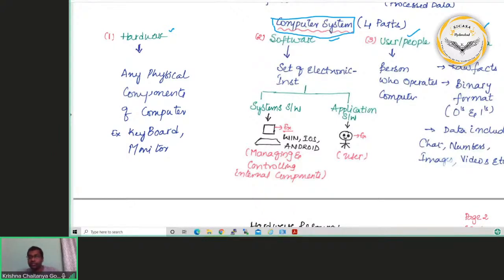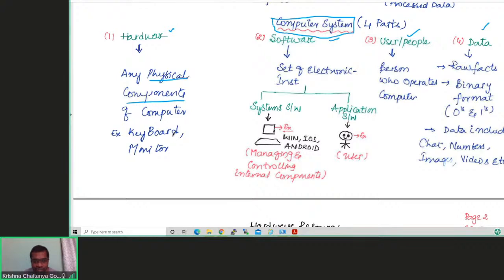So what are those 4 parts? First part is called hardware. What do you mean by hardware? Any physical component of a computer, which you can touch, is called computer hardware. Can I call keyboard a hardware? Yes, because you can touch it. Can I call monitor a hardware? Yes, you can call monitor also a hardware.